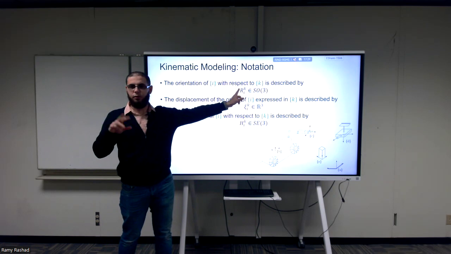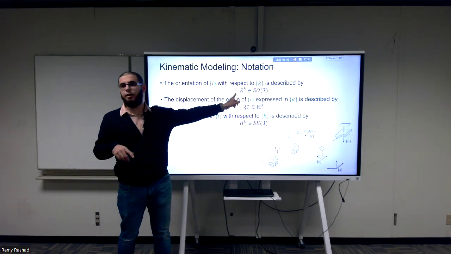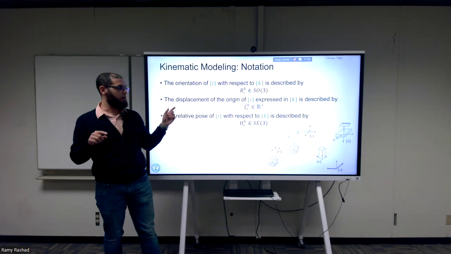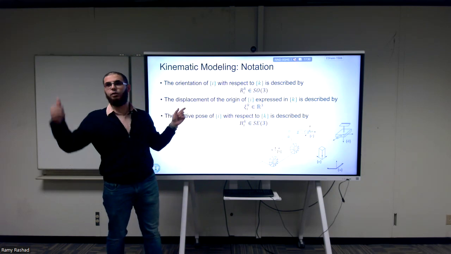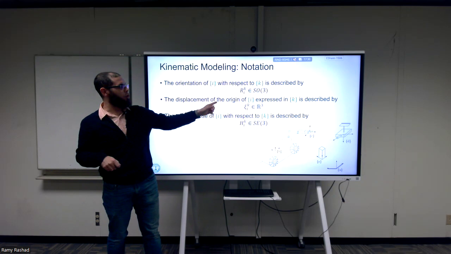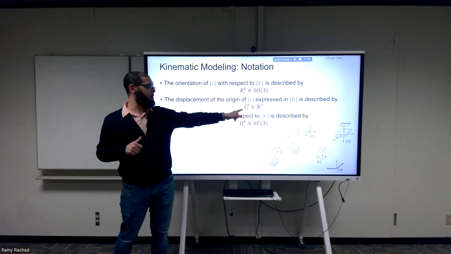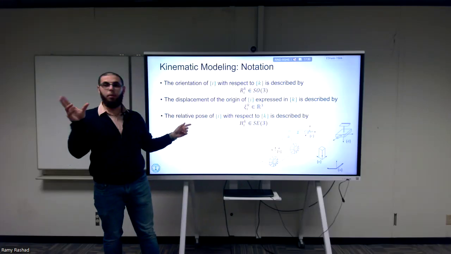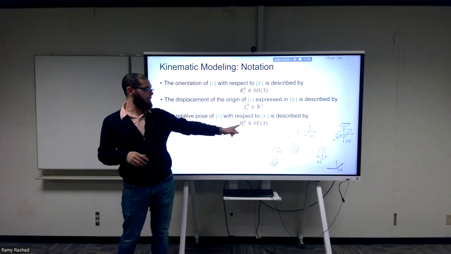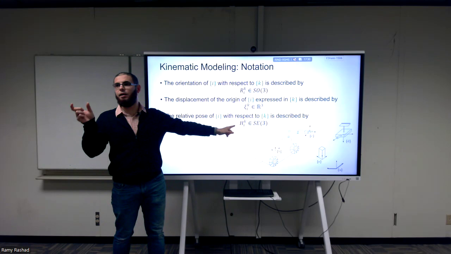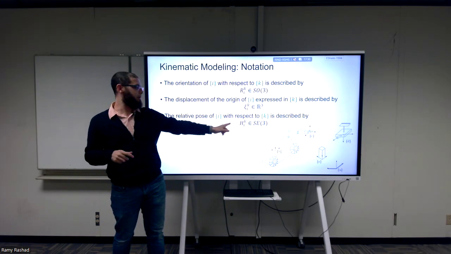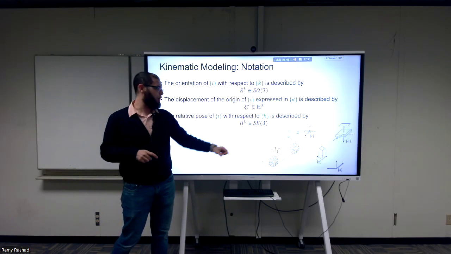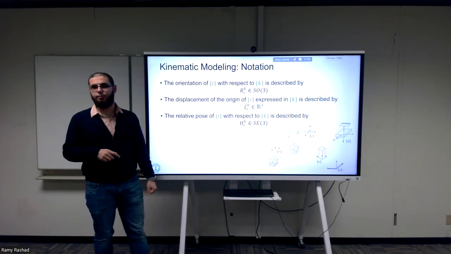The relative orientation between a frame I and a frame K is given by the rotation matrix R, I down, K up. The displacement of the origin of I expressed in K is given by psi, I down, K up. Combining these 2 pieces of information, we get the pose. So when we say the pose, we mean the combined orientation and displacement of this frame with respect to that frame, given by this element of SE3.